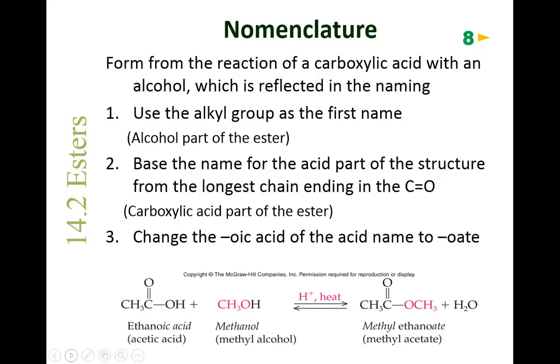And then change from a carboxylic acid, like ethanoic acid, to an oate. Okay, so we have ethanoic acid. So this is our carboxylic acid. This is our alcohol. The acid's going to take this hydrogen off. We're going to attach this.